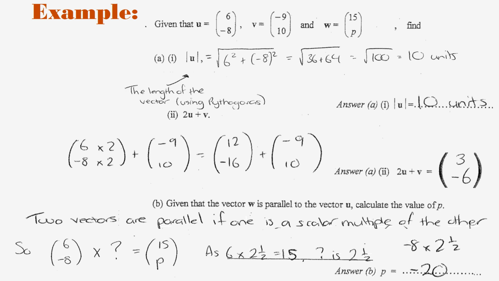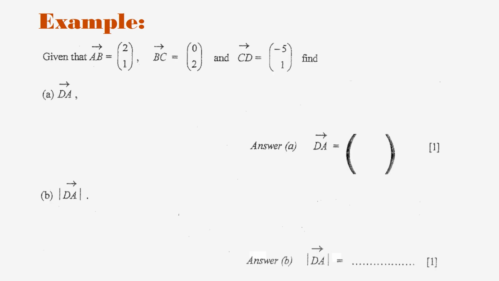Yep, let's keep going. Examples. Vector AB is that, vector BC is this, and vector CD is that. Find DA. So DA, we've got A to B, then B to C, and then C to D. You could work out AD easily, because if this was a picture, going from A to B, going across 2 and up 1, so it goes like that. B to C, going up by 2. C to D, going back by 5, up by 1, and so on.